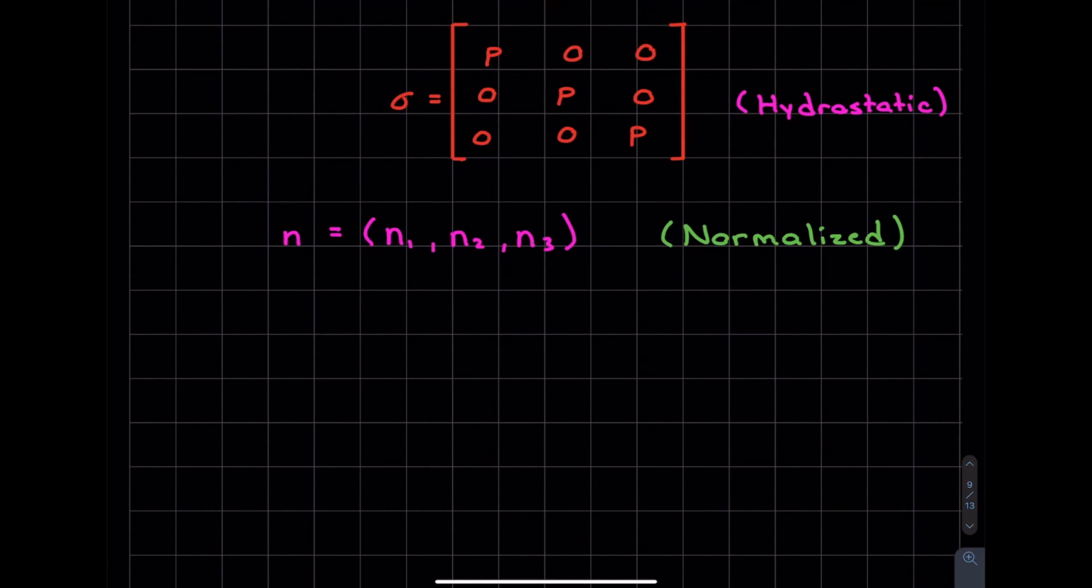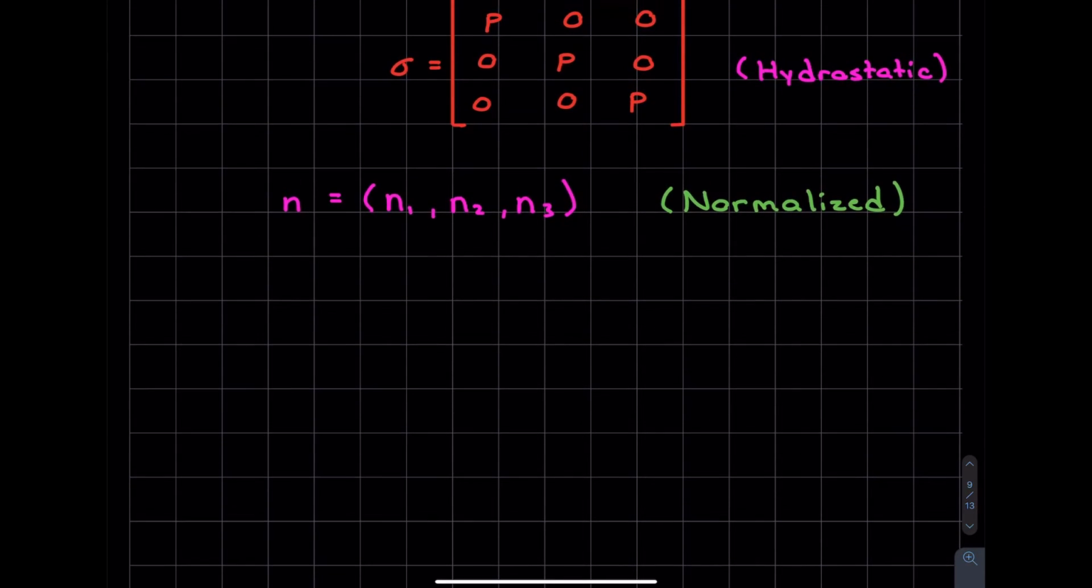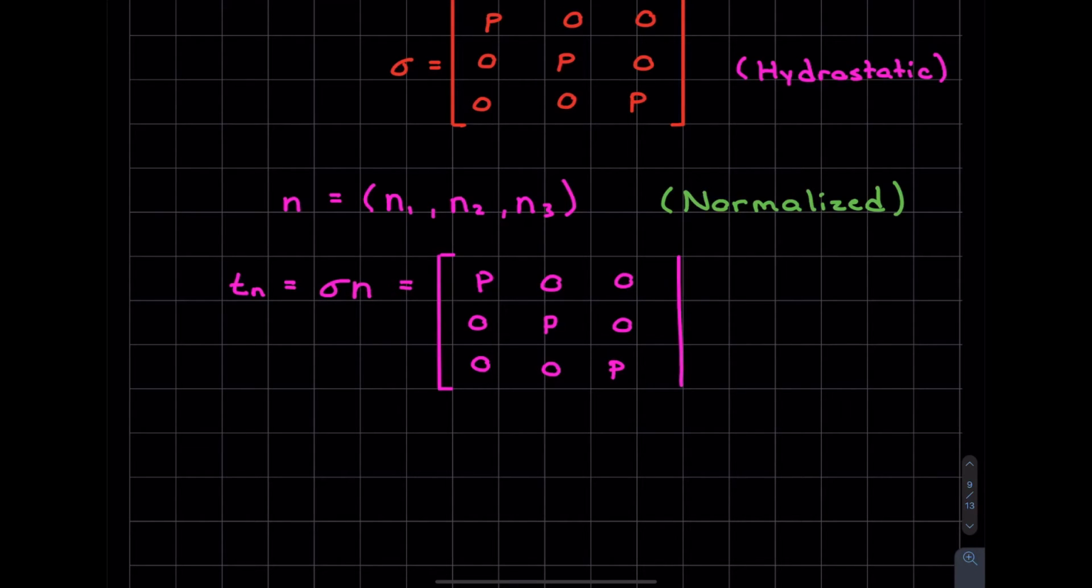So let's go through here and try and figure out what the traction vector would be. Actually, I'll keep the sigma in there. So remember that Tn is simply just going to be sigma times n. So I come down here and say, well, my sigma is kind of big. It's P, 0, 0, then 0, P, 0, and then finally 0, 0, P. Then the next one, we're multiplying this by n, which we just put as arbitrary n1, n2, and n3. So far, we're just substituting everything in.